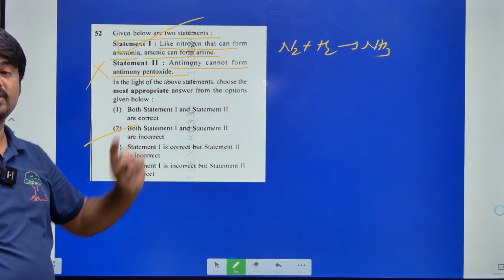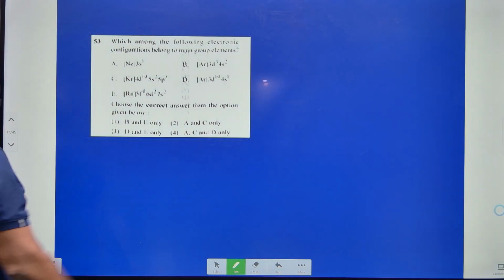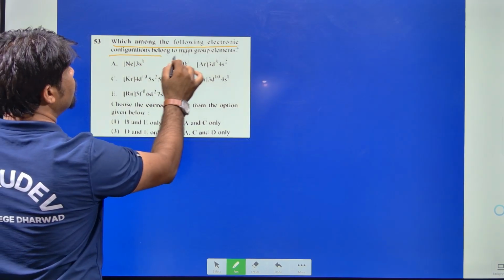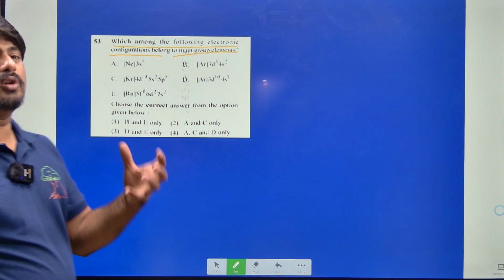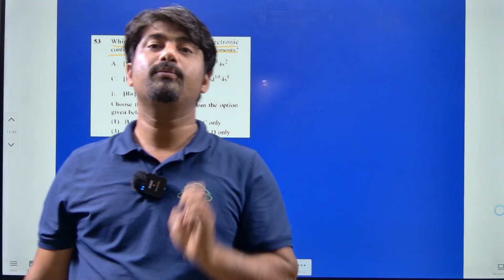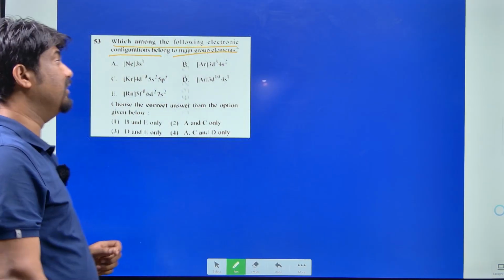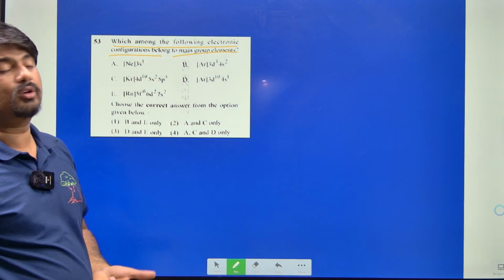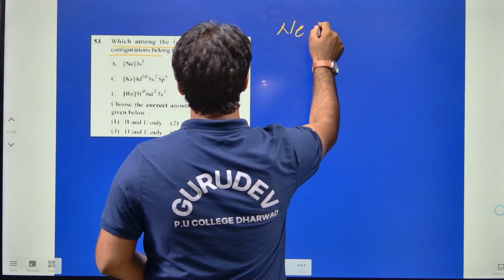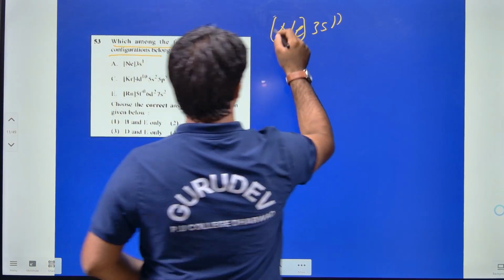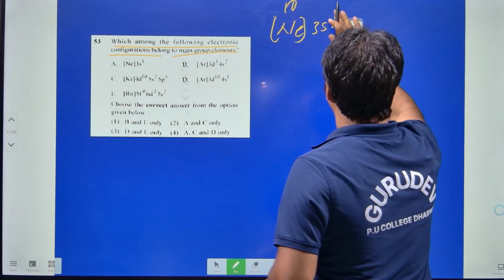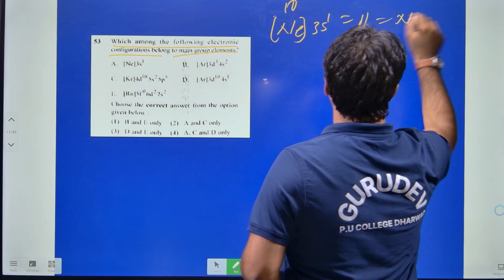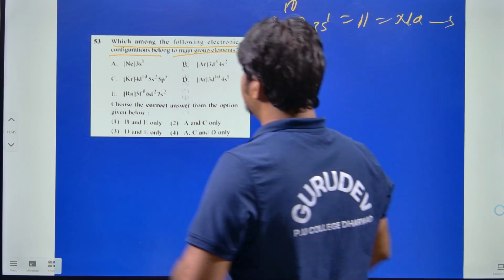In the question series, paper code is 45. Okay. Well, go to the next. Which of the following electronic configurations belongs to the main group elements? Which group elements are called the main group elements? S and P block elements are called main group elements. The first one they gave is neon 3s1. Neon is 10, and 3s1 is 1, so 10 plus 1 means 11 electrons, which is sodium. Sodium belongs to S block. Yes, of course, this belongs to main group.